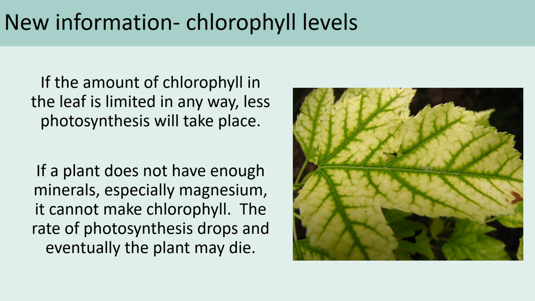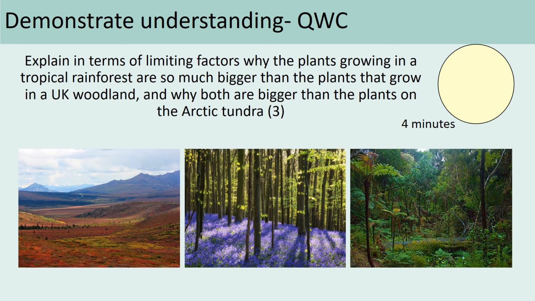Okay, so the last thing is this question, and then we're done. So very well done. Explain, in terms of limiting factors, why the plants growing in a tropical rainforest are so much bigger than the plants that grow in a UK woodland, and why both are bigger than the plants in the Arctic tundra. So on the left-hand side is the Arctic tundra. It looks like a desert, but it's actually the Arctic tundra. In the middle is a UK woodland, and on the right-hand side we've got a tropical rainforest. So explain, so saying why, and refer to limiting factors.